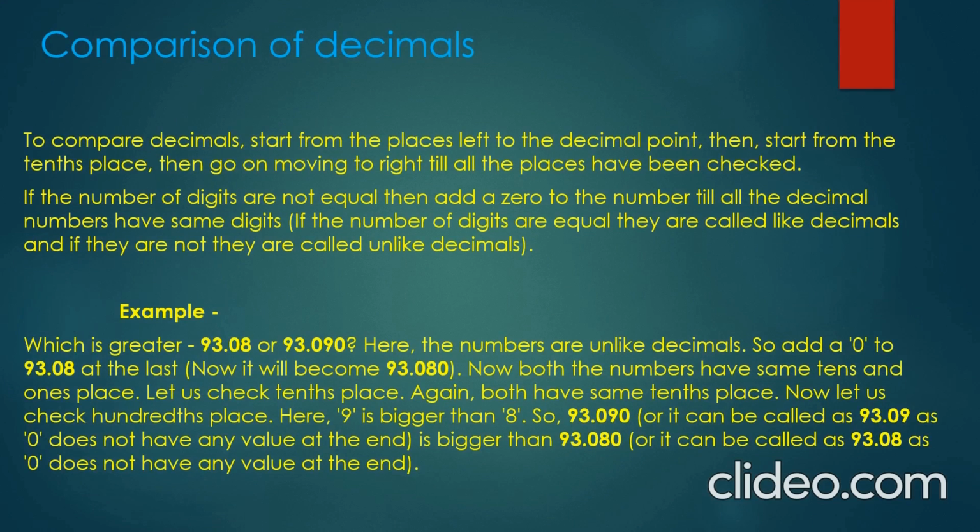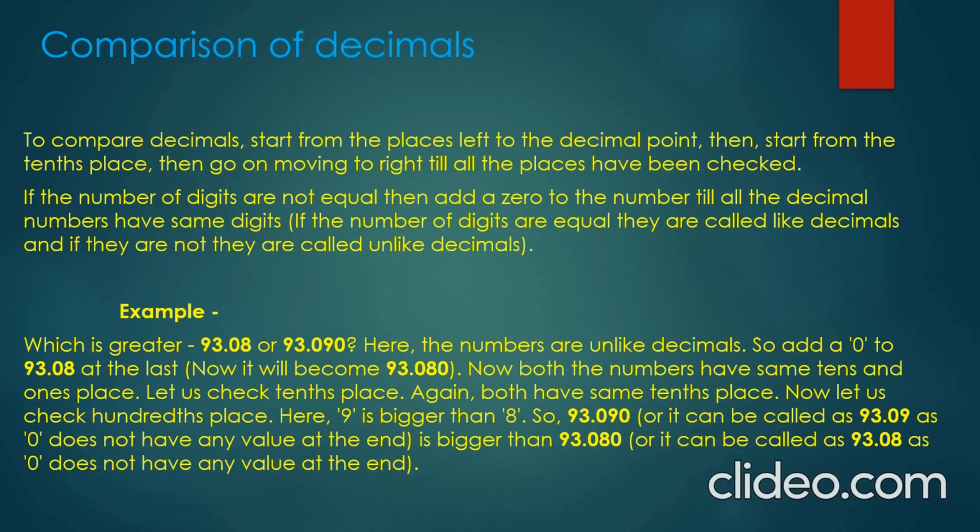Comparison of decimals. To compare decimals, start from the places left of the decimal point. Then start from the tenths place. Then go on moving to the right till all the places have been checked. If the number of digits are not equal, then add a zero to the number till all the decimal numbers have the same digits. If the number of digits are equal, they are called like decimals, and if they are not, they are called unlike decimals.